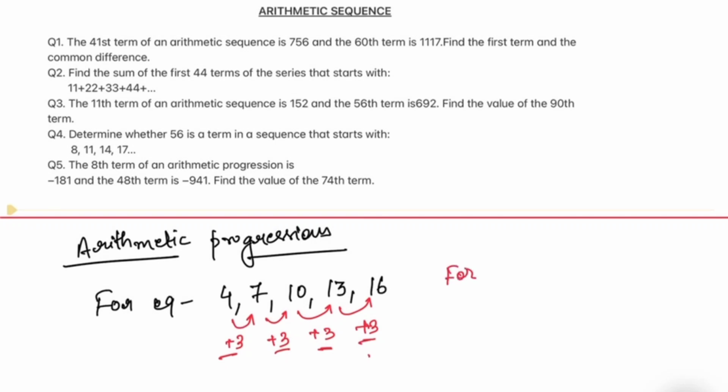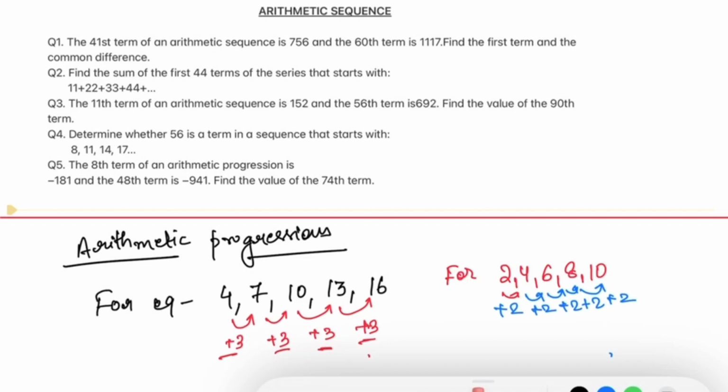Let us take one more example. If I take 2, 4, 6, 8, 10, here the difference is 2, again 2, again 2, and again 2. So the difference is always the same. Clear? And one more thing, if we add or subtract the same number each time to make the sequence, it is known as an arithmetic sequence. Okay, now I think the concept is clear. That was not too hard.